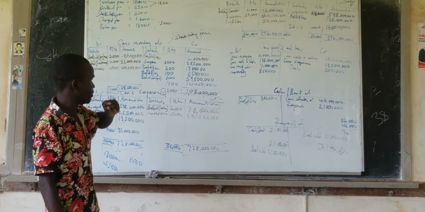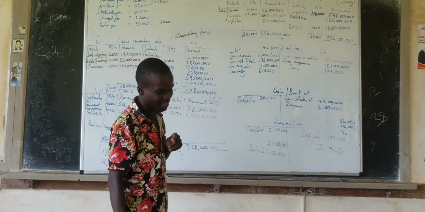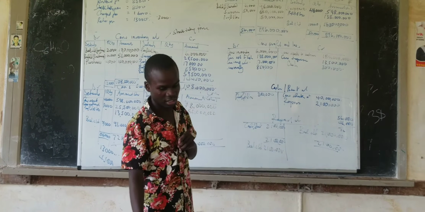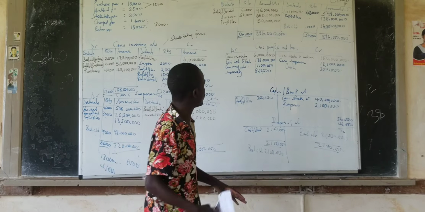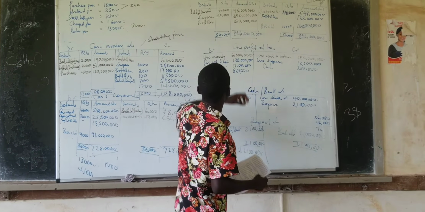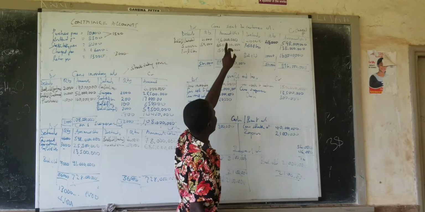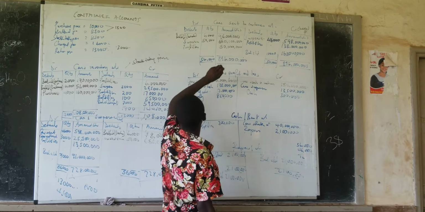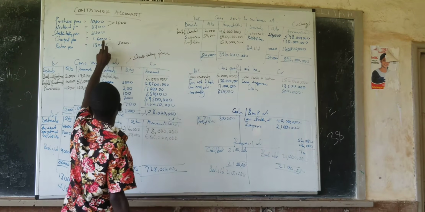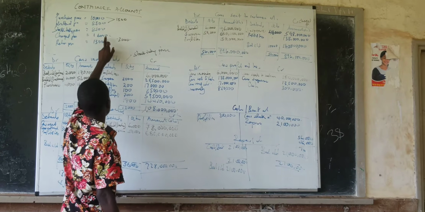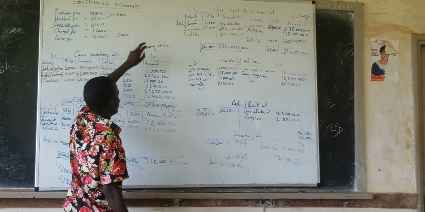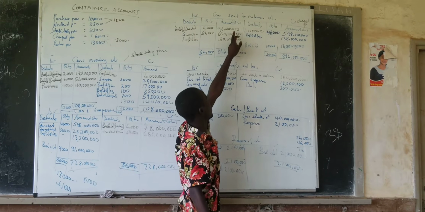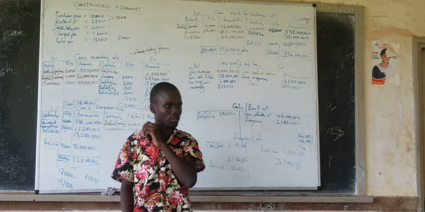Then again you debit the customer's account. You debit the cans sent to customer's account, but at the charged price. And the charged price, this is 6,000 times the charged price, which is 16,000. So 6,000 times 16,000, you end up getting 96 million.